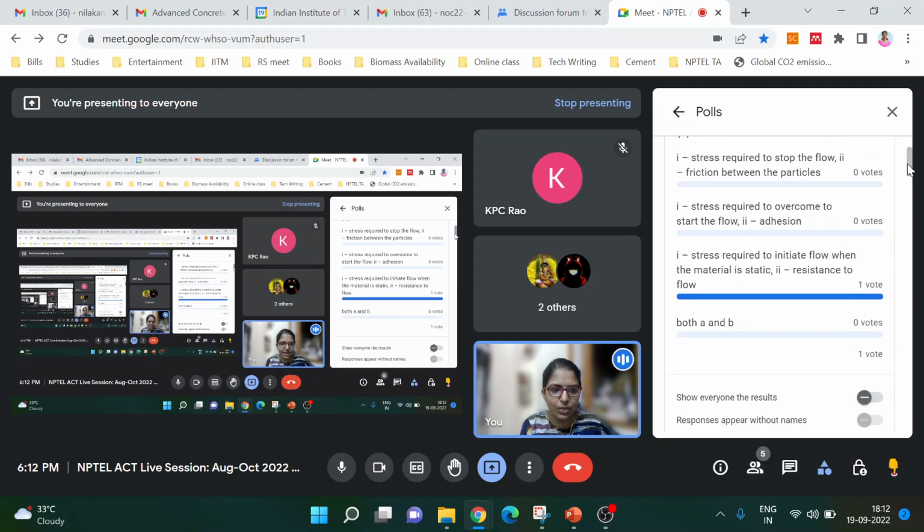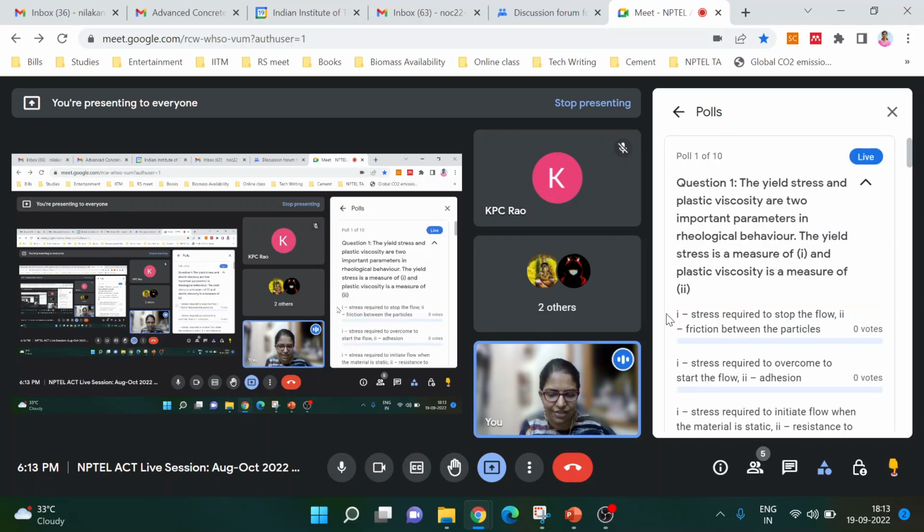Okay, there are around 3 people in the class, but only one has given the answer and one has given the answer in chat box. Do you guys find it difficult to give the answer?